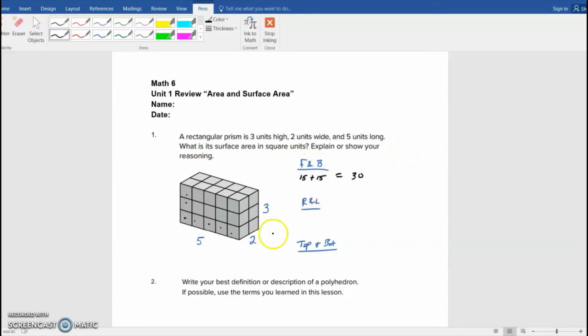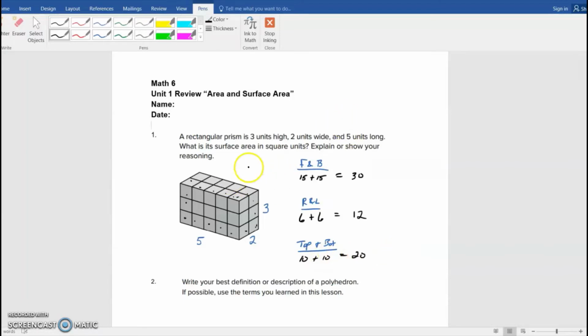I'll do the same for the right and left and the top and bottom. The right is 2 by 3. 2 by 3 is 6. And the left is the same. So 6 and 6 gives me 12, or 6 times 2, same thing. And then the top and the bottom, the top is 1, 2, 3, 4, 5 by 2. So 5 by 2 is 10 on the top and 10 on the bottom for a total of 20.